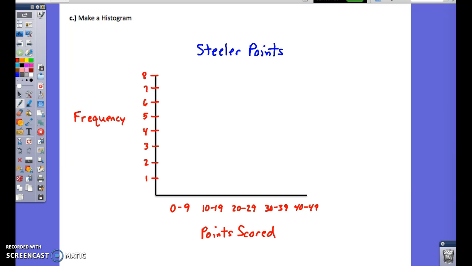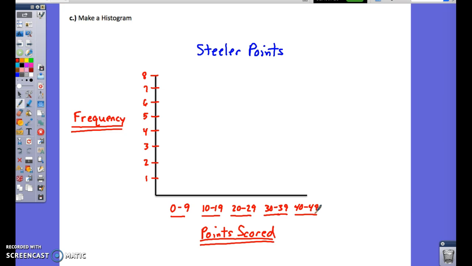Okay, back to this idea of making a histogram. I went ahead and added some information here. On the left-hand side, or the y-axis, we're going to list the frequency of how many times the Steelers actually scored within a certain interval. And down here on the x-axis is a breakdown of the points scored in terms of intervals: the first interval being 0 to 9, then 10 to 19, 20 to 29, 30 to 39, and finally 40 to 49.